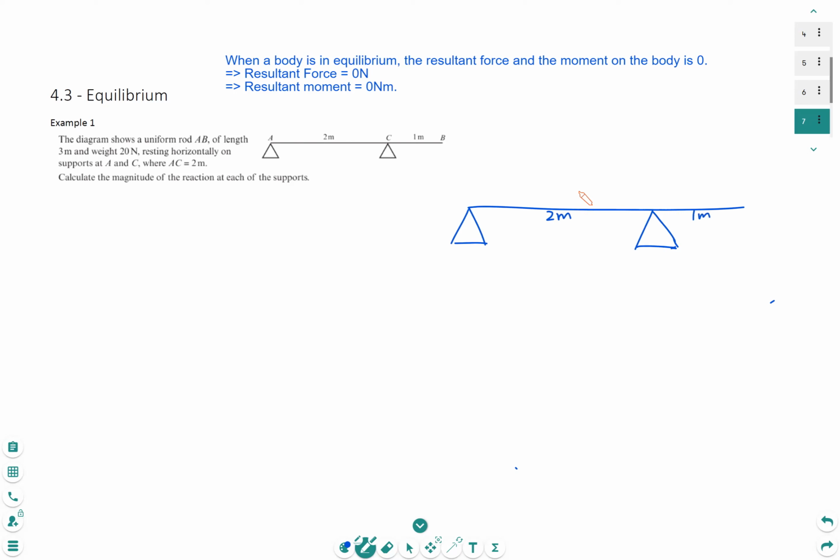So 2 meters, 1 meter. I'm going to call this A, C, and B. Now, I'm going to use a different color for the weight. For any force, the 20 Newton is going to be right in the middle. In total, that's 3 meters. Therefore, the weight is going to be right in the middle here.